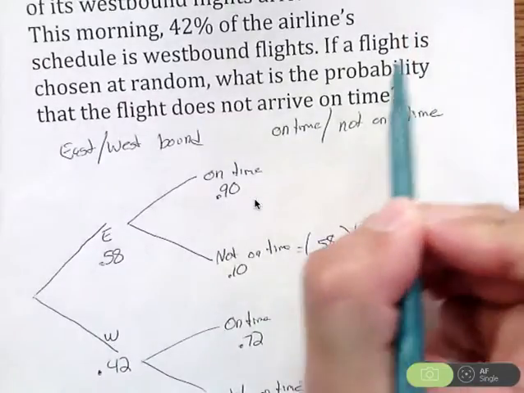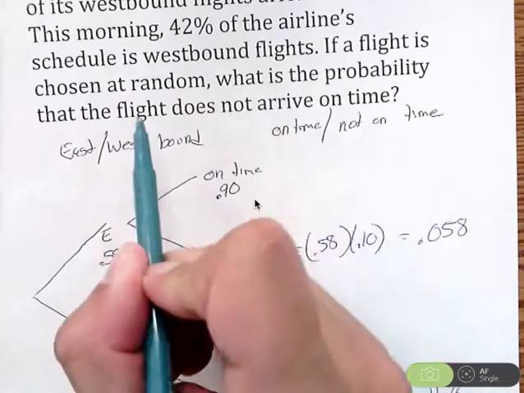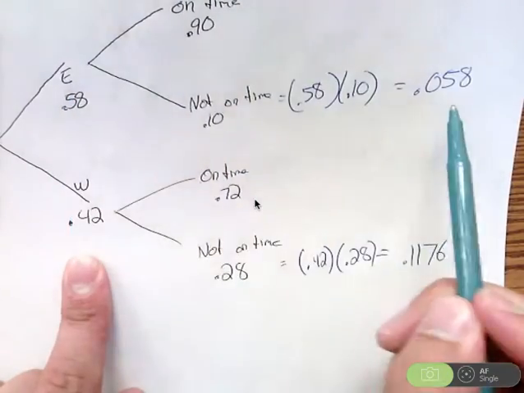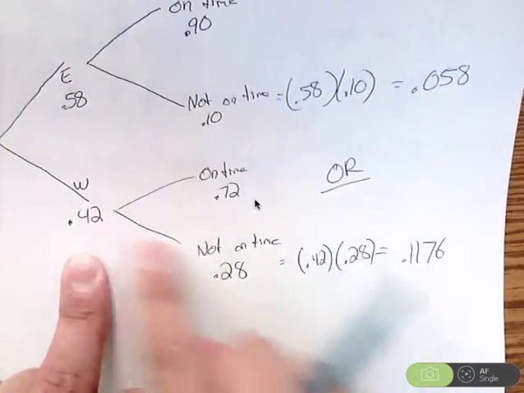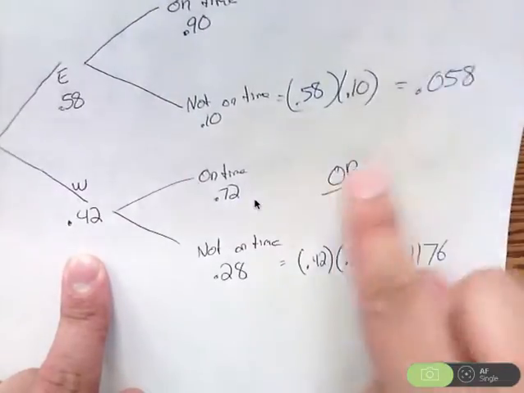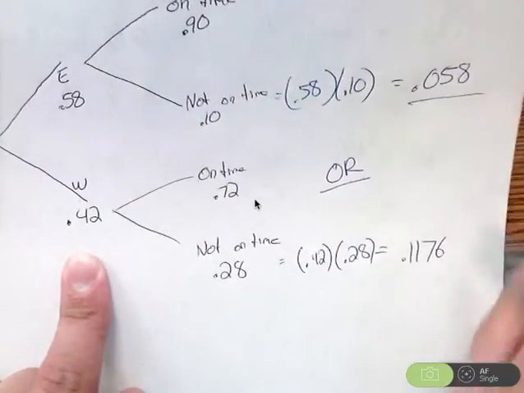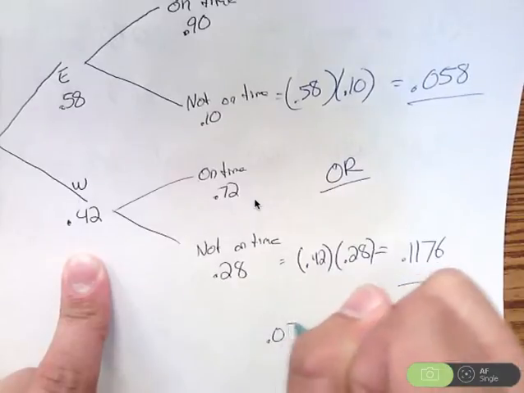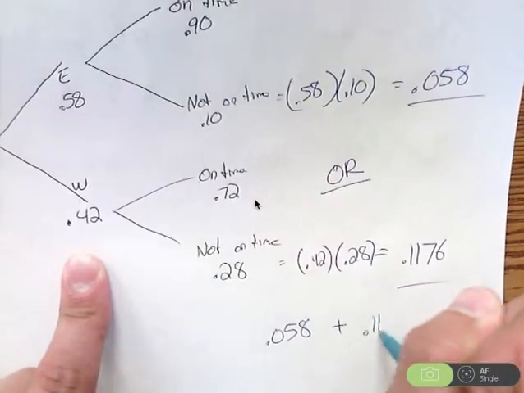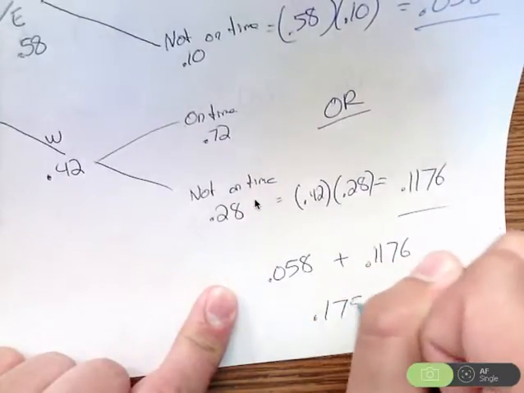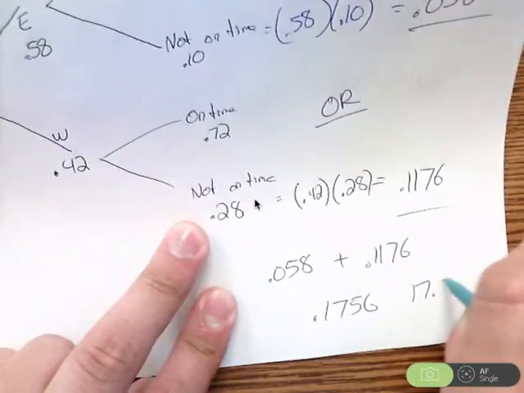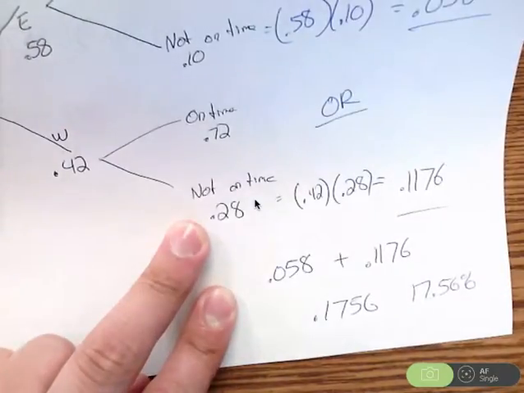My question says if a flight is chosen at random, what is the probability that the flight does not arrive on time? So it could be eastbound and not on time, which is this, or westbound and not on time. So this or that, which means we need to add those two together. 0.058 plus 0.1176 adds up to 0.1756, which is 17.56%. So that is our answer to the question.